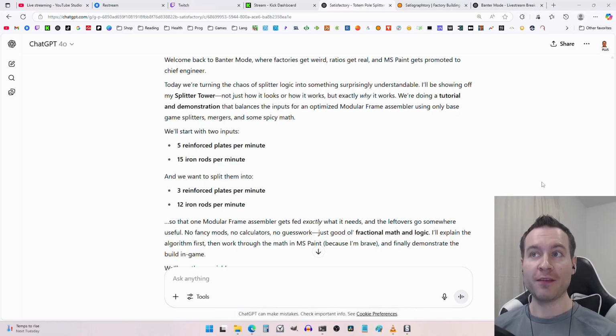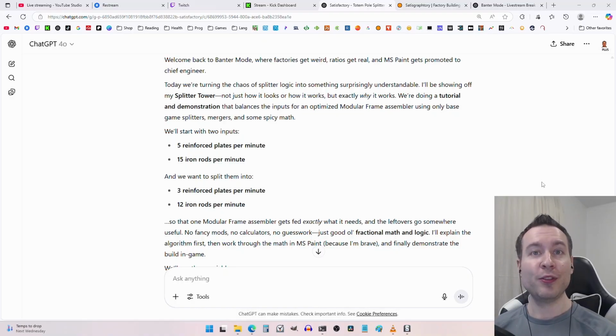I'll be showing off my splitter tower, not just how it looks or how it works, but exactly why it works. We're doing a tutorial and demonstration that balances the inputs for an optimized modular frame assembler using only base game splitters, mergers, and some spicy math.